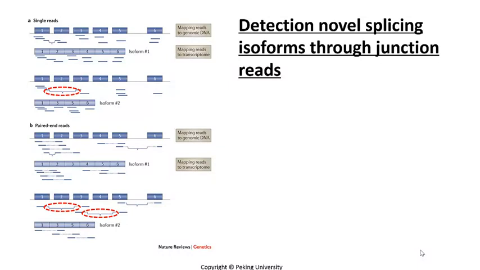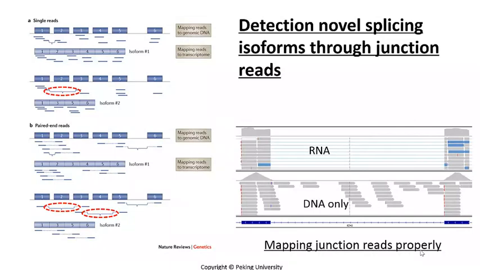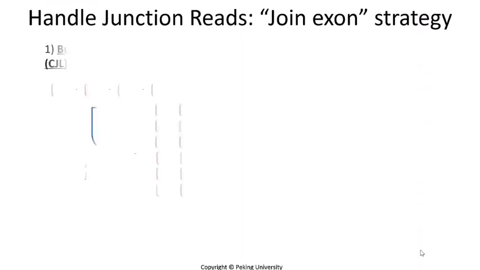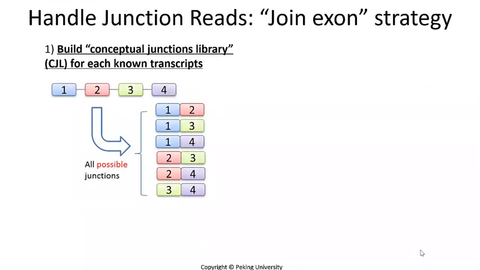Similarly, in the figure below, the two kinds of junction reads respectively support the existence of transcripts with exon 1 and exon 3 directly ligated and the transcript with exon 3 and exon 5 directly ligated. Therefore, our algorithm for mapping needs to take into account the junction site and intron so as to properly deal with these junction reads. Specifically, there are two main kinds of strategies to this problem at present. One is join exon.